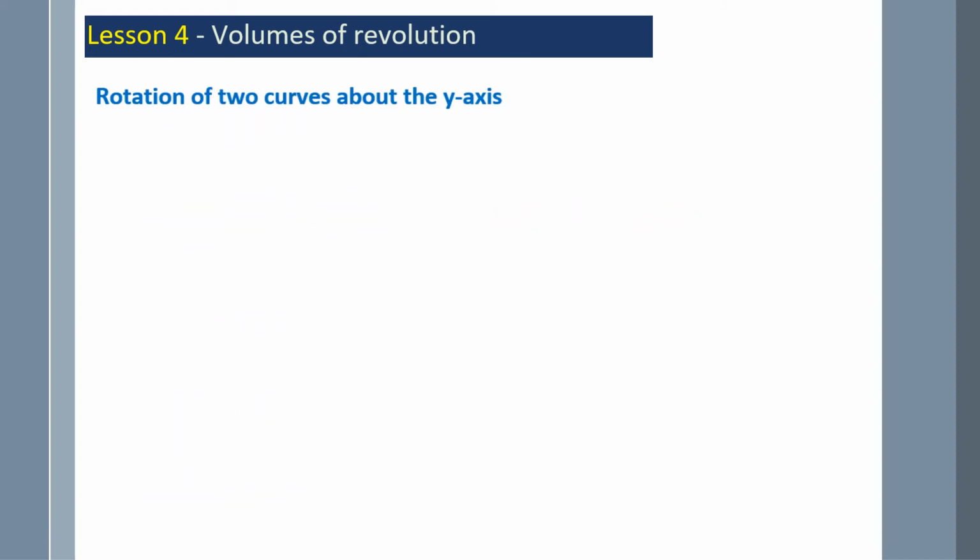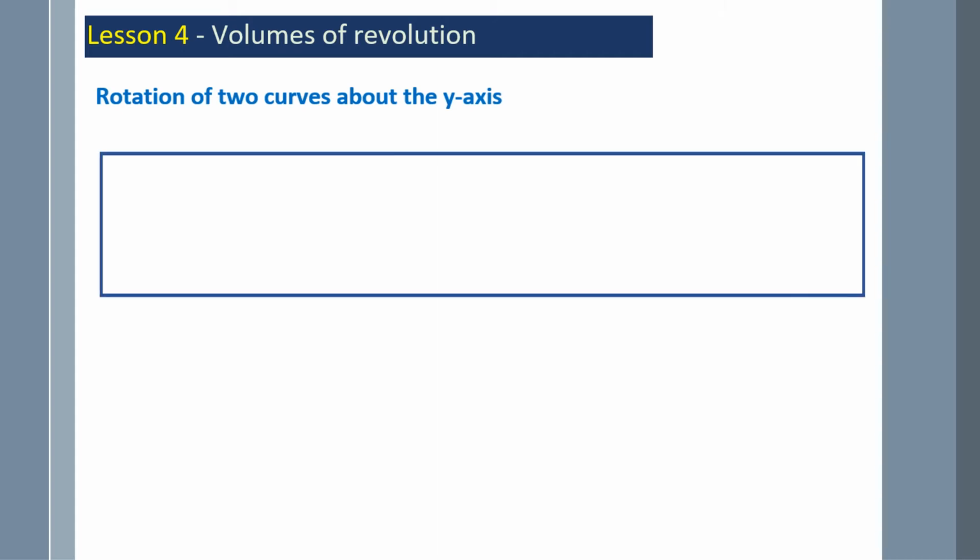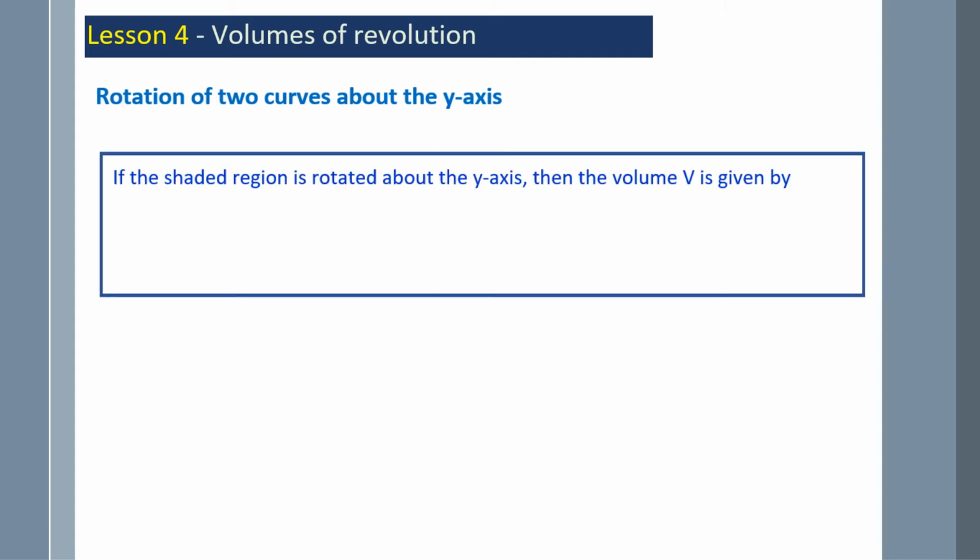Now we're going to look at rotation of two curves about the y-axis. If the region shaded is rotated about the y-axis, the volume V is given by a rule that is very similar to our lesson 3. We have functions of y. Our function of y, which is f(y), is squared. Subtract our function of y in terms of g, squared, and that becomes our integrand. We integrate or anti-differentiate with respect to y. Make sure we multiply by pi at the end.